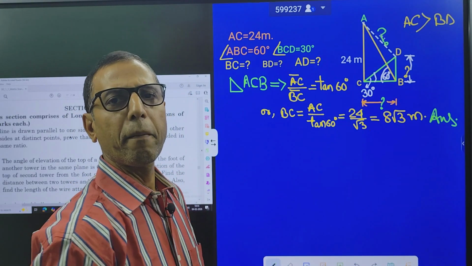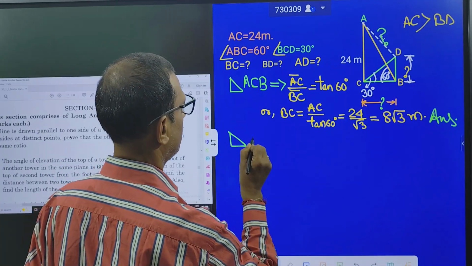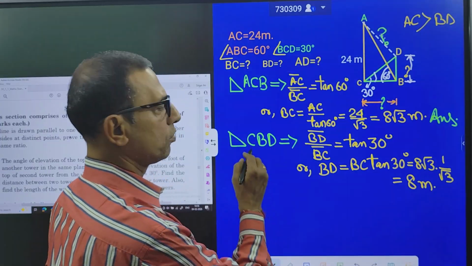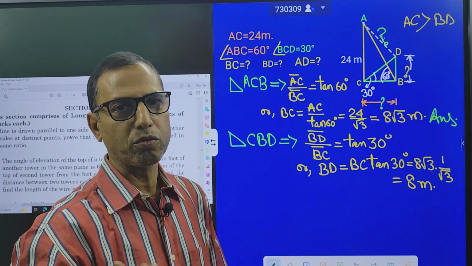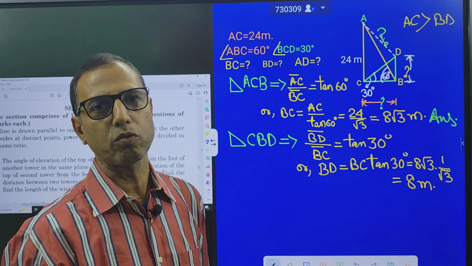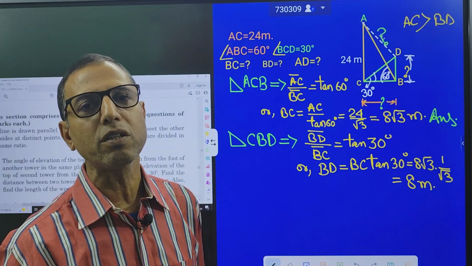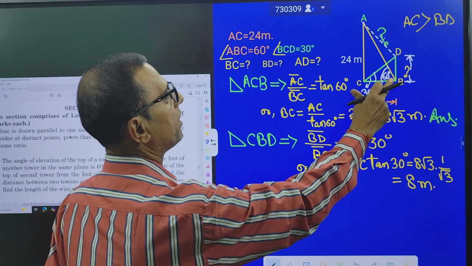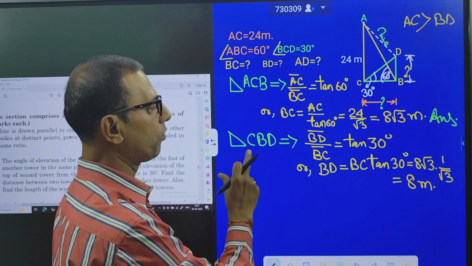Another is BD, you need to find out the height of the shorter tower. So from right triangle CBD, normally the convention is that there is no hard and fast rule. The convention is that the angle of a right triangle which is 90 degree should be kept in the middle. Normally that's how we do. So angle CBD, B is the right angle. CBD is the right triangle. That is how we define.